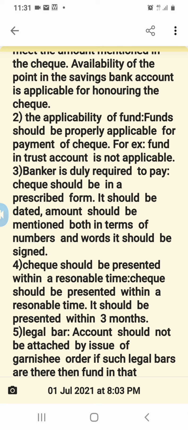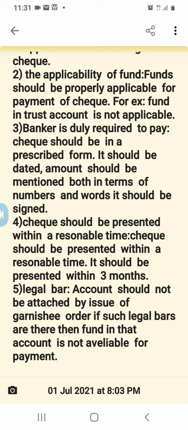So banker should honor the check when the check is in a prescribed form, when it is dated, when the amount is mentioned both in terms of numbers and words, then only it is the duty of the banker to honor the customer's check. Then fourth one is check should be presented within a reasonable time.